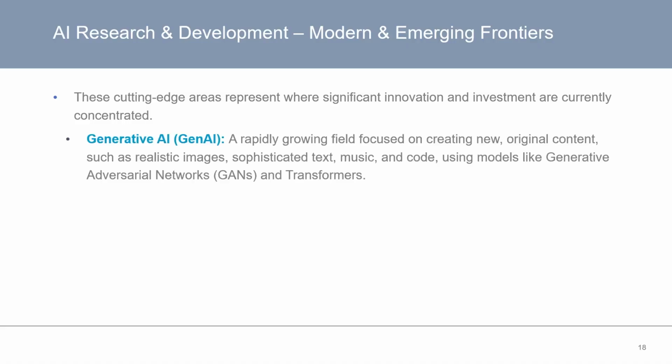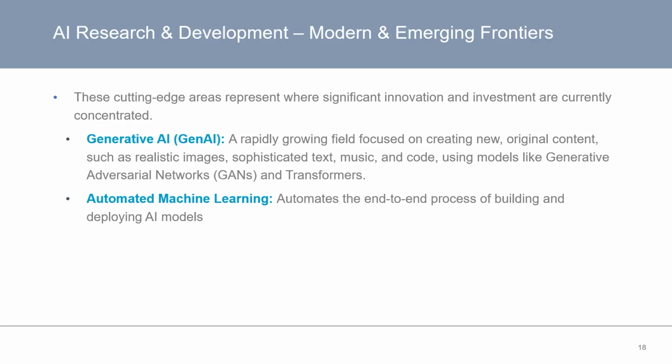The first is generative AI, or Gen AI. This is a rapidly growing field focused on creating new original content, such as realistic images, sophisticated text, music, and code, using models like generative adversarial networks and transformers. Also, automated machine learning, seeking to automate the end-to-end process of building and deploying AI models.